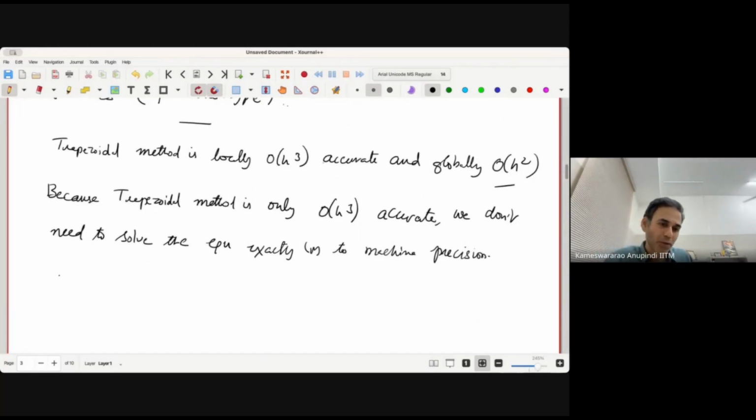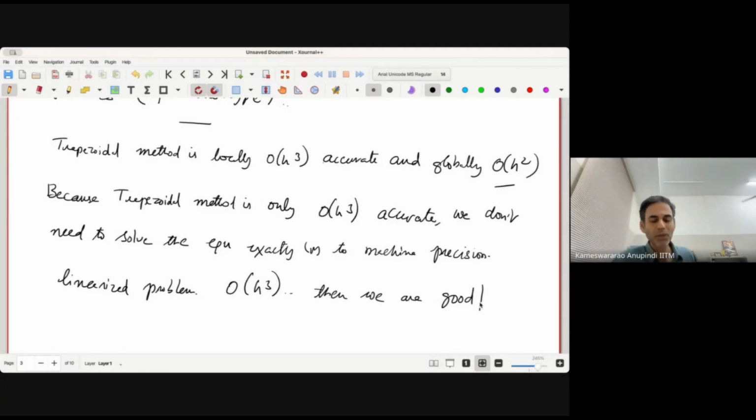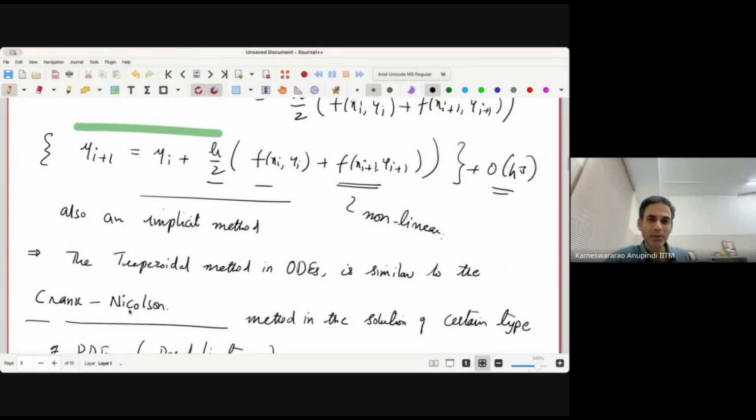Rather, if we are able to solve a linearized problem with the same order of accuracy, then we are good, right? We don't have to worry about the accuracy, and we will benefit from this procedure because now we have a linearized version of the problem instead of the nonlinear problem. As a result, we don't have to use the Newton-Raphson method or any other iterative technique to solve a nonlinear algebraic equation at every step of xi plus 1 and so on. Okay, so that means we're going to follow the same principle.